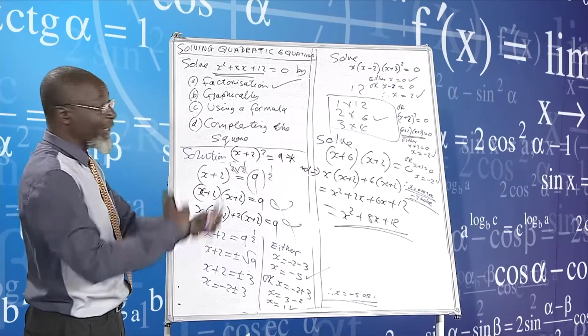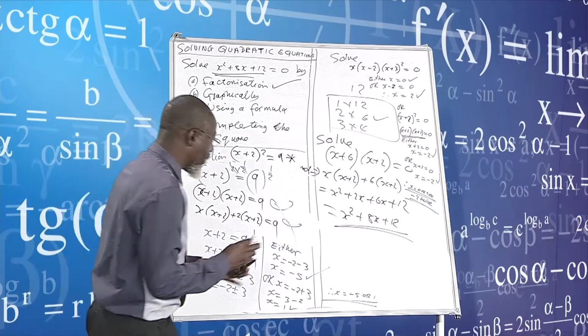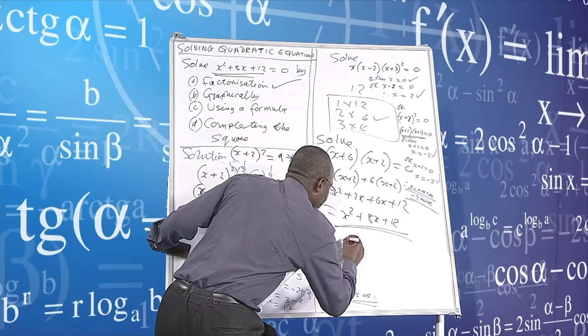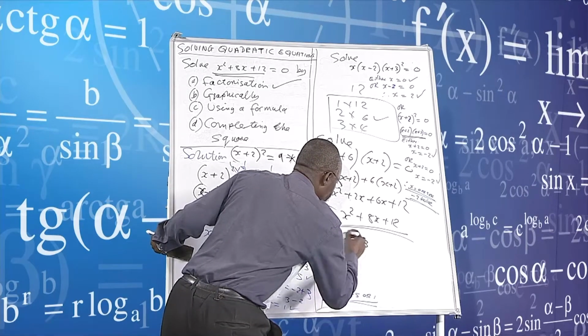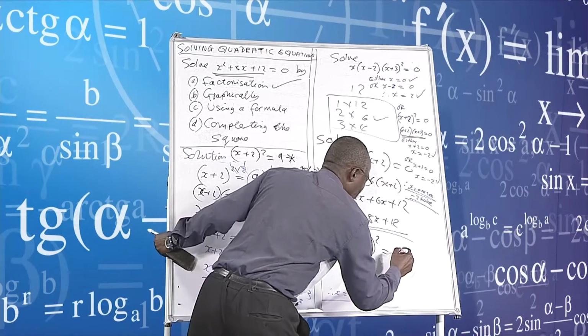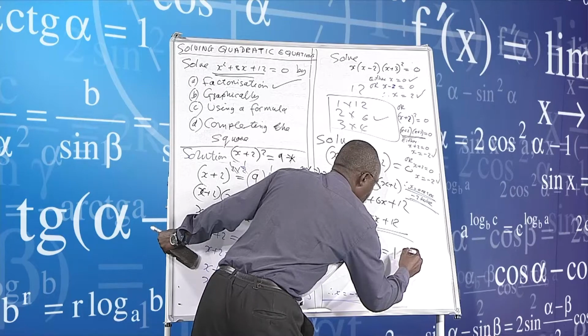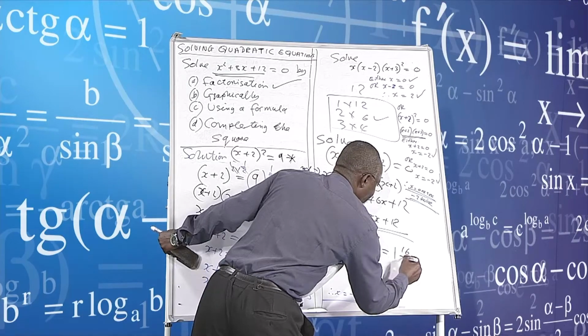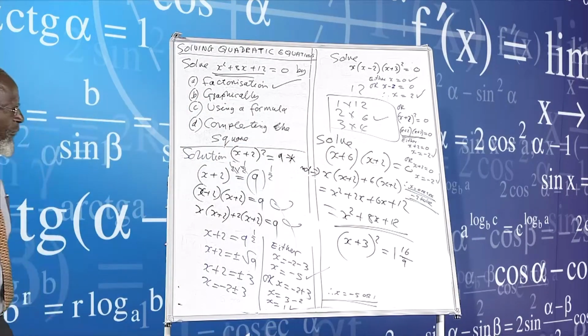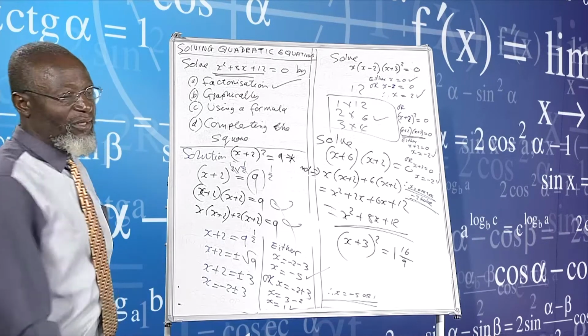So what I will do is I will do another one, also showing you more indices going forward. For example, we can also have x plus 3 squared is equal to 1 and 16 over 9. 16 over 9. Right. Again, it is squared.